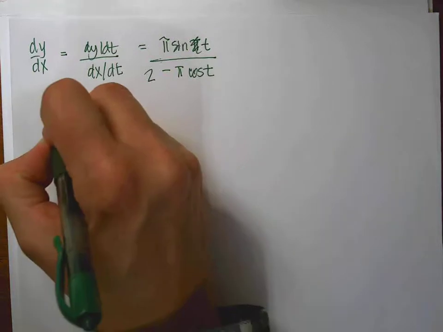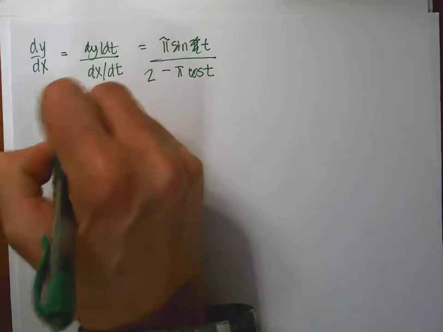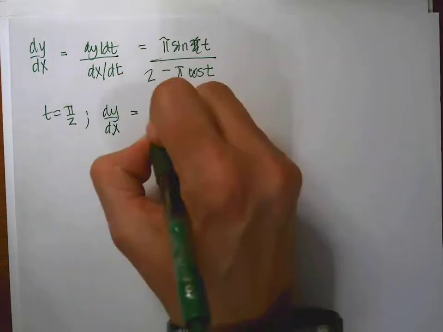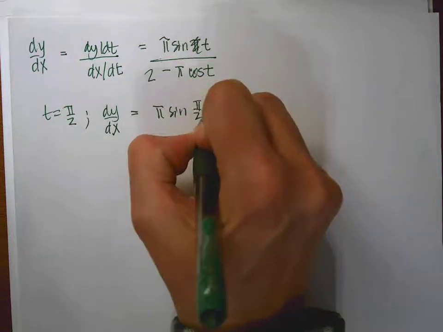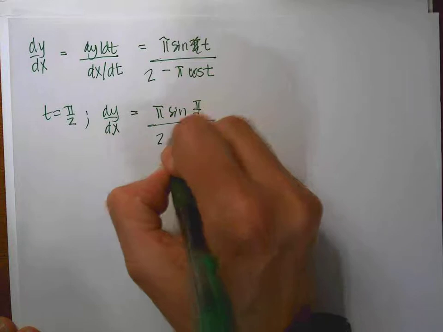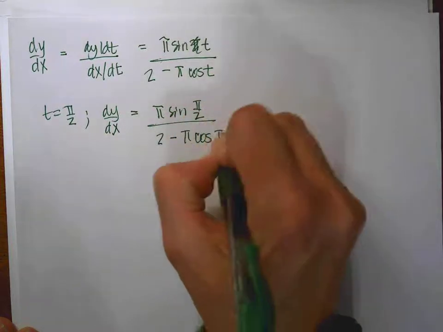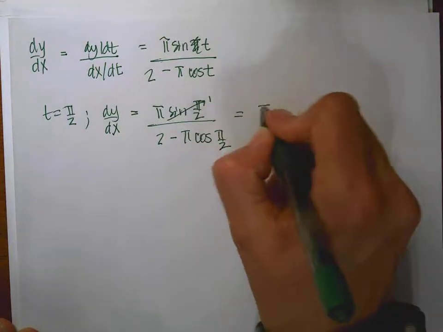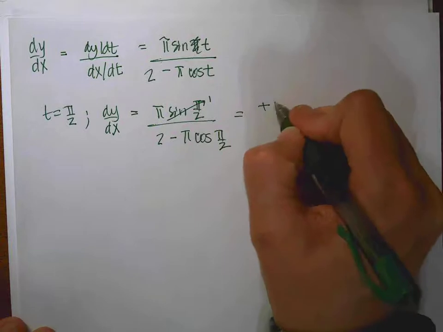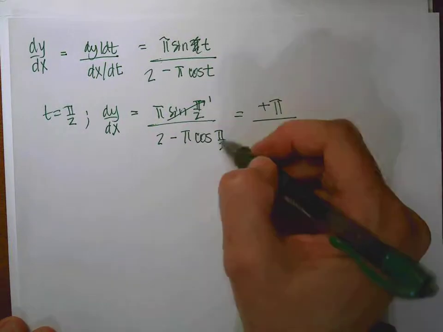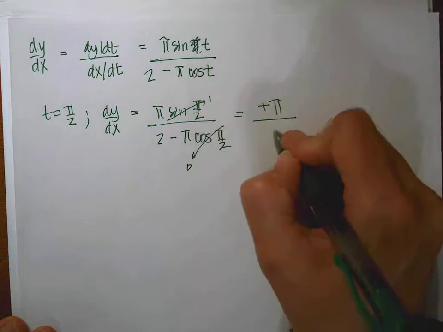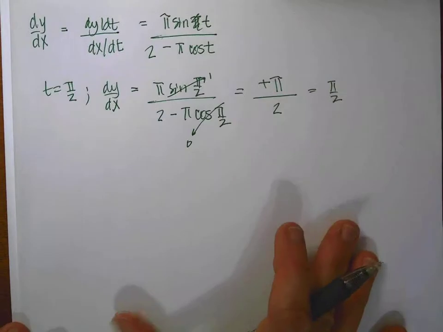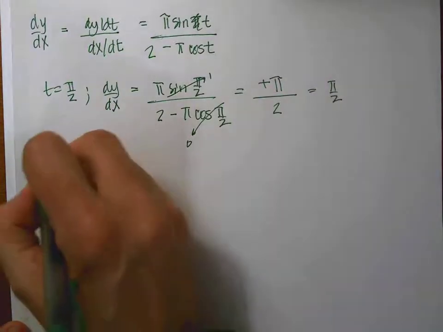Now let's just choose one of our times to find our slope. I'm going to choose when t is equal to the positive pi over 2. Then my dy/dx is going to equal pi times the sine of pi over 2, over 2 minus pi cosine pi over 2. The sine of pi over 2 is 1, so it's a positive pi. And the cosine of pi over 2 is 0, so this is just going to be pi over 2. So pi over 2 is the slope of the tangent line.